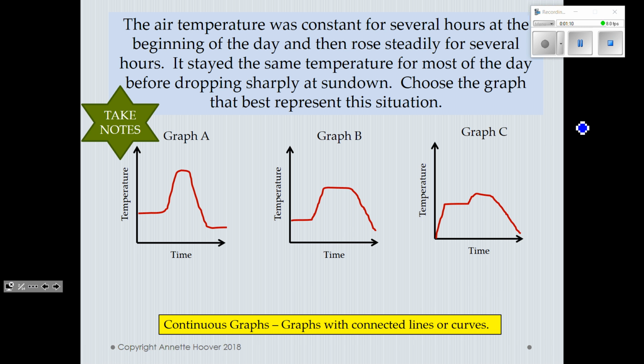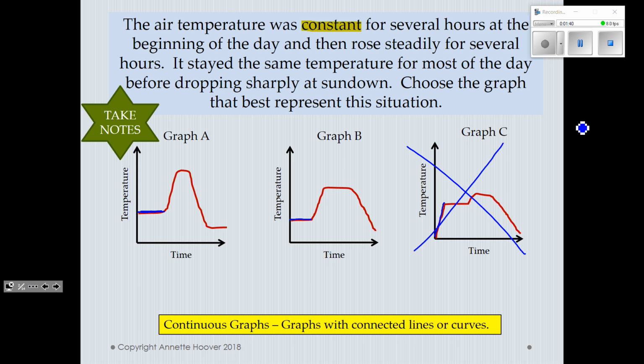So the air temperature was constant for several hours at the beginning of the day. So if it was a constant temperature, the temperature was not changing. So if you look down here at graphs A, B, and C, you will see a straight line on this one, which would indicate that the temperature did not change. Here, the temperature did not change. In this graph, you can see the temperature was rising. So this would not be a graph that fits this scenario.